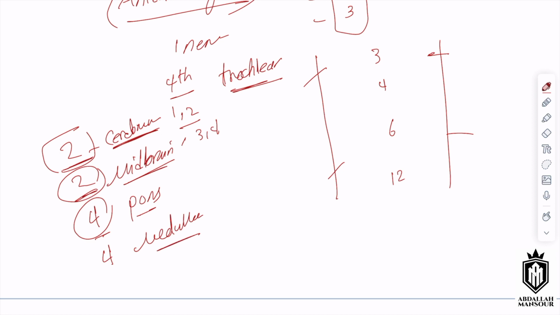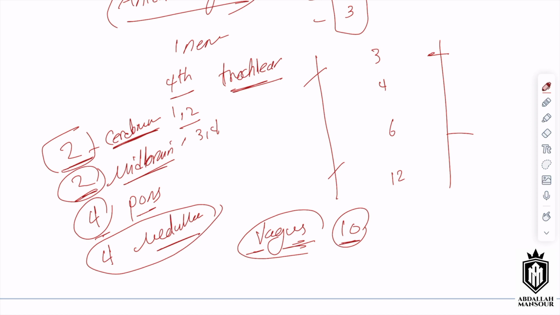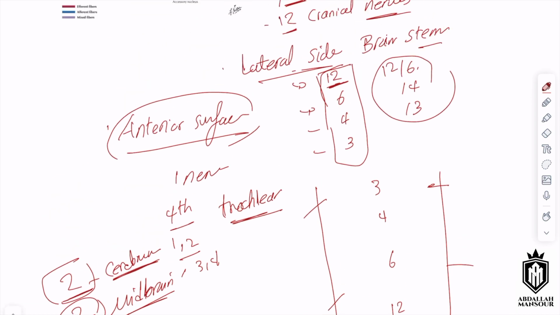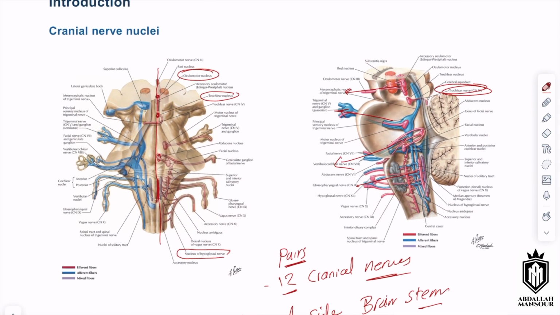So this can be an MCQ question. I can ask you which structure the nucleus of the vagus nerve originates from, and give you the options midbrain, pons, medulla, and cerebrum, and you can start calculating. This is cranial nerve number 10, and 10 will lie in the last 4, so likely from the medulla. All right, so this can be a multiple choice question.